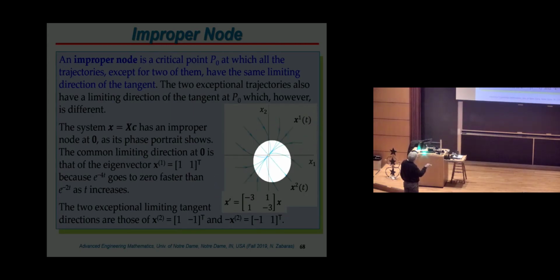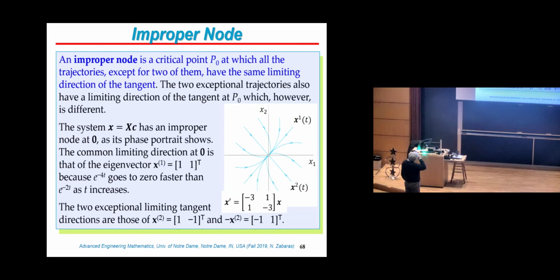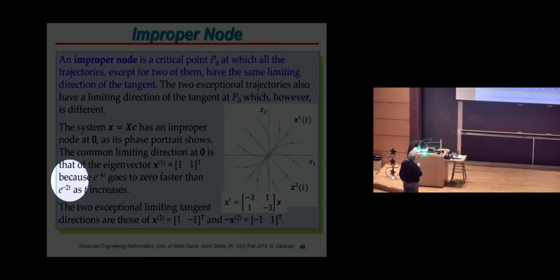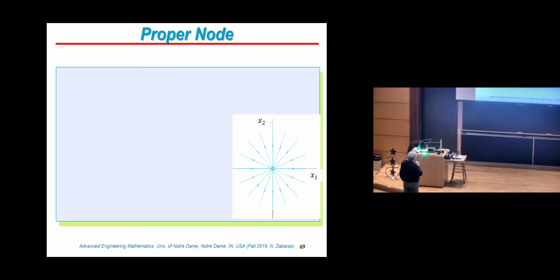So again, you notice there are two characteristic solutions, x1 and x2. Both of them lead you to 0, 0. And all the paths, all the trajectories have the slope of x1, okay? And the solutions for this particular problem are e to the minus 4t and e to the minus 2t, okay? How about this case?